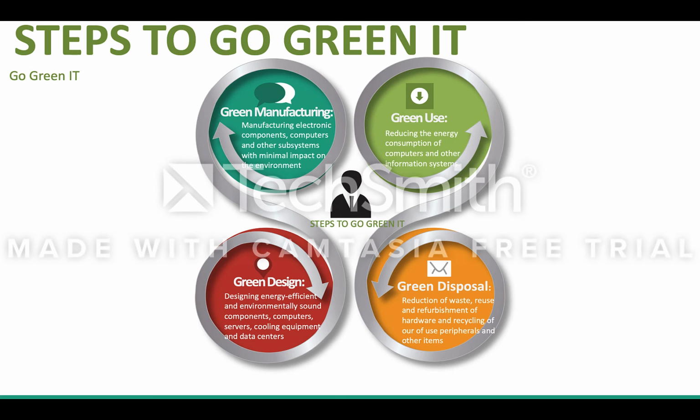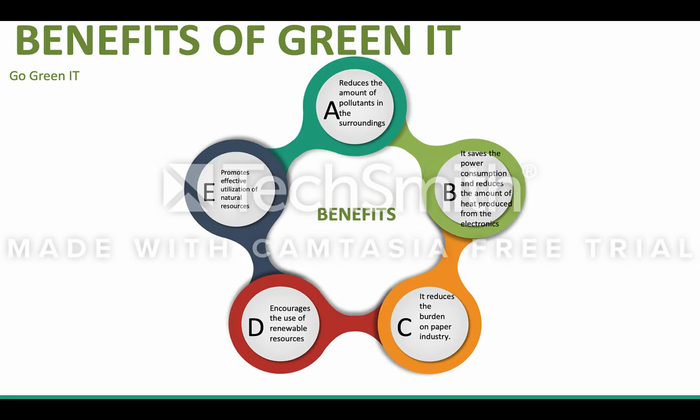Steps to go to green IT. These are among the steps which will lead us to green IT. Green use, for instance, this is number one: reduce the energy consumption of computers and other information systems. We have green disposal: we try to reduce waste, reuse, refurbish hardware, and recycle used peripherals and other items. We have green design: energy efficient and environmentally sound components, computers, servers, cooling equipment, and data centers. And also we are looking at green manufacturing: manufacturing electronic components, computers, and other subsystems with minimum impact on the environment. So consideration goes to the manufacturers to minimize the impact on the environment.